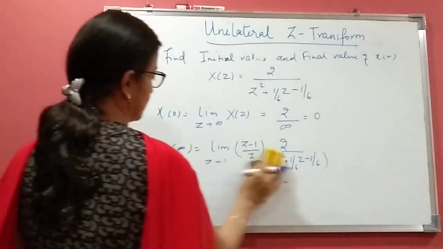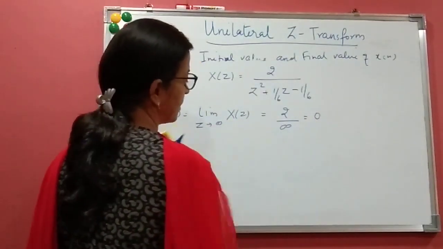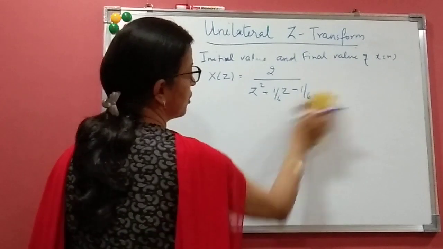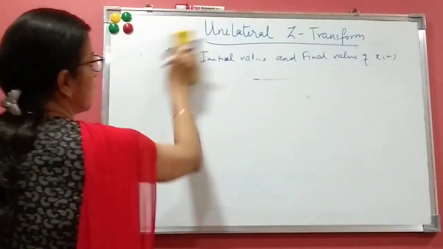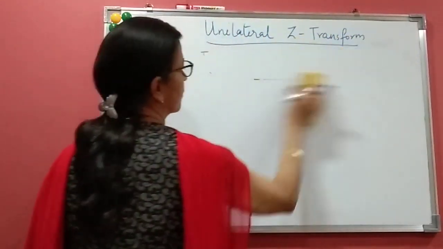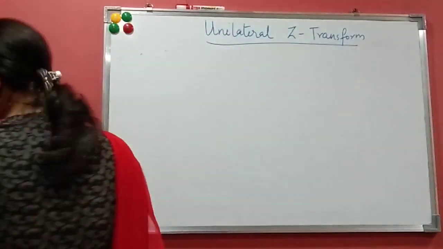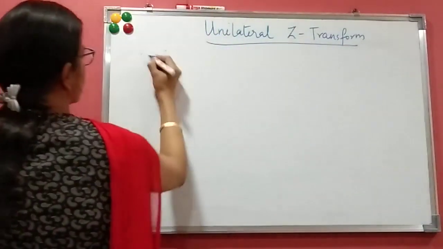Now we will see the use of a property, that is the time shifting property for the unilateral Z transform. We will do one problem for that. So the third problem says: find the output of the system.